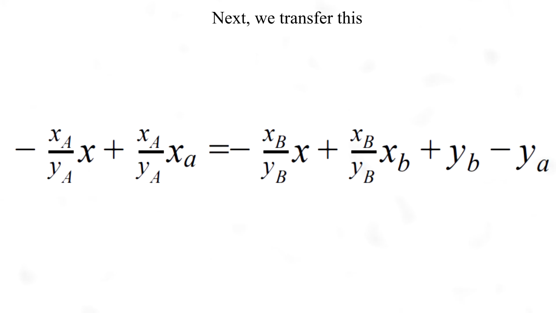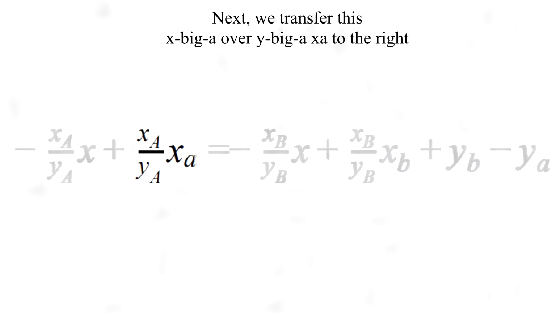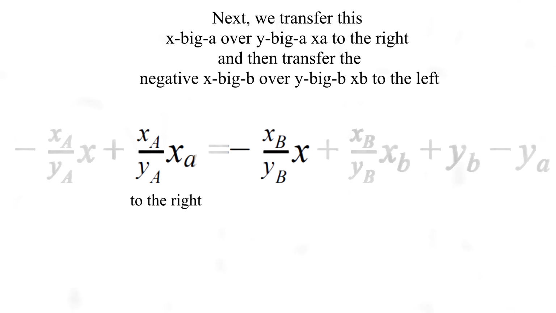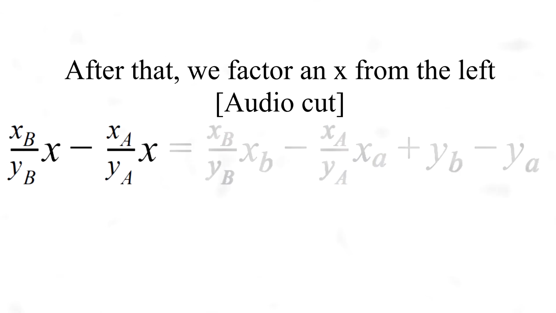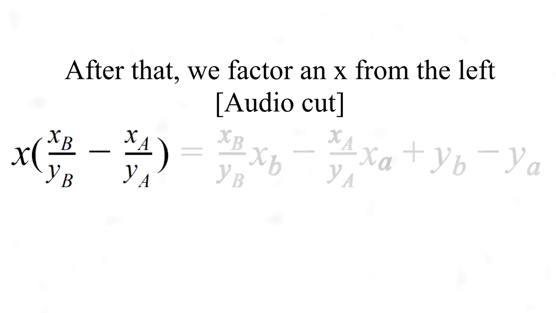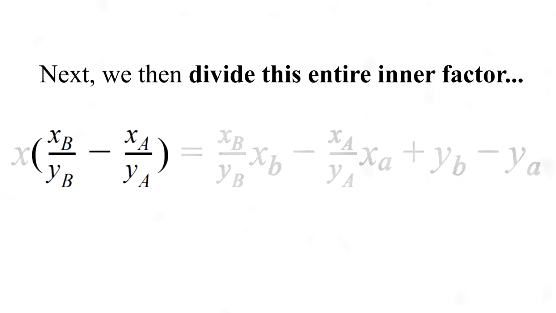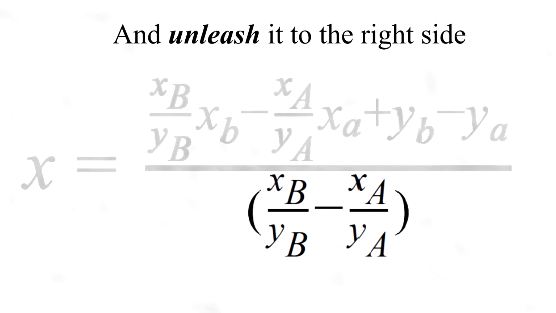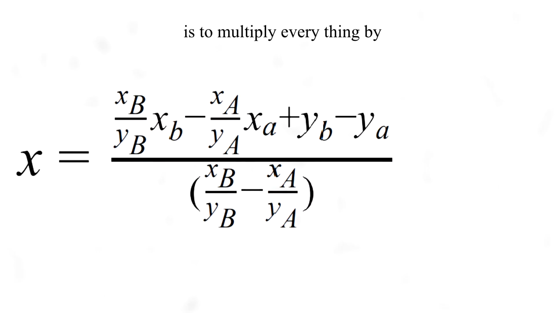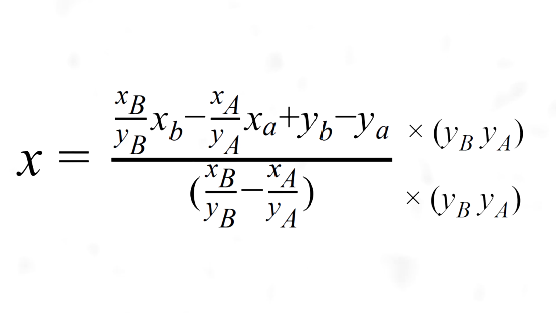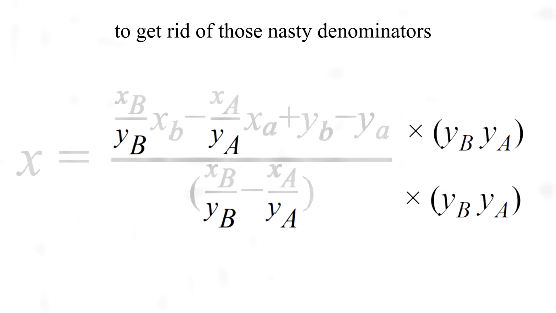Okay, next we transfer this x big A over y big A xa to the right, and then transfer the negative x big B over y big B x to the left. After that, we then divide this entire inner factor and unleash it to the right side. Well, we could stop there, but the next direct step is to multiply everything by y big B and y big A to get rid of those nasty denominators.